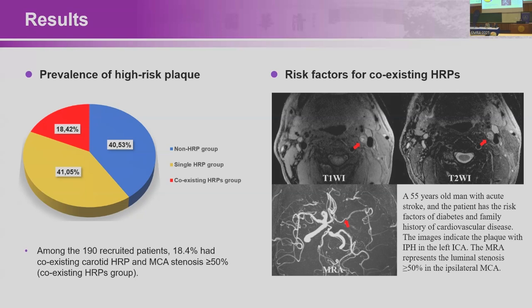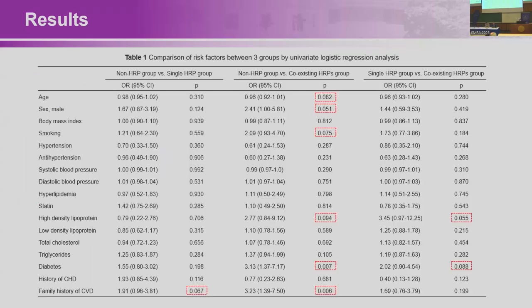The patient with acute stroke has the risk factors of diabetes and family history of cardiovascular disease. This image indicates the plaque with the IPH in the left SCA and moderate stenosis in the MCA. Table 1 shows the results of the univariate logistic regression analysis, and we can find there are some significant indicators.